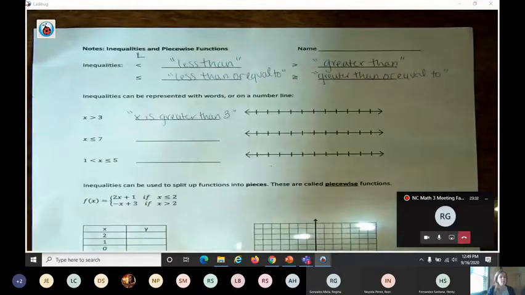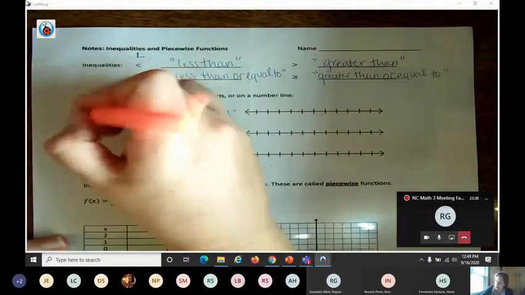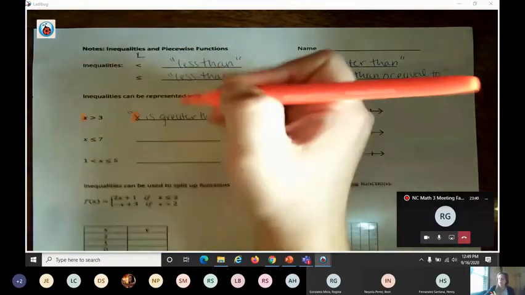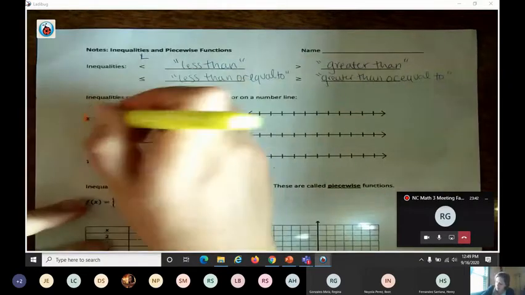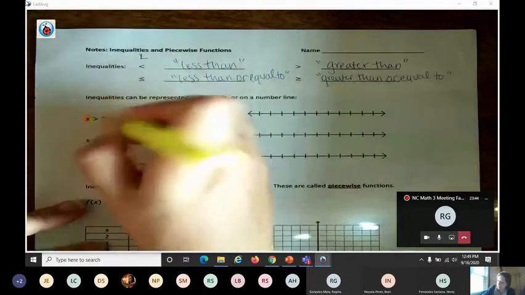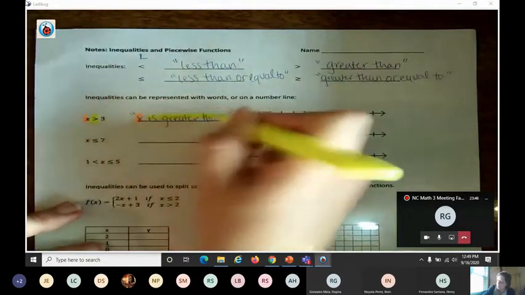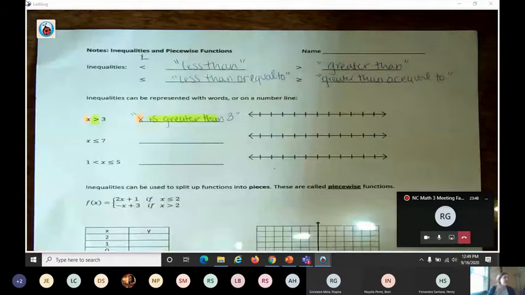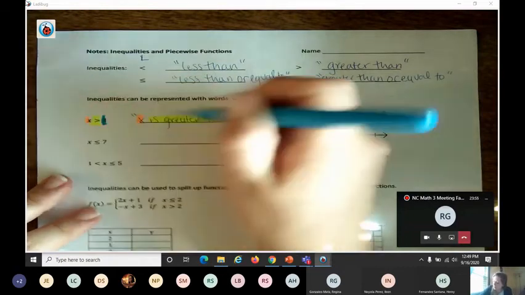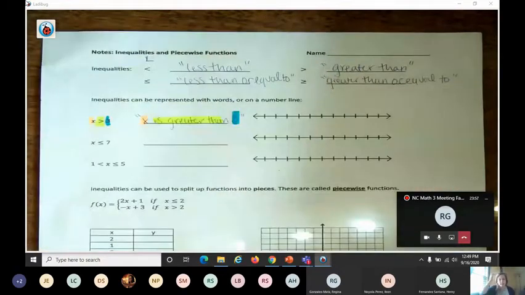Okay, so I'm going to do some highlighting to hopefully make it more clear. So our X came from here. The greater than symbol came from right here. All right, so is greater than came from right there. And then 3 is our last value. Okay, so that's how we said that out in the sentence. Okay, now we're going to put this on a number line.